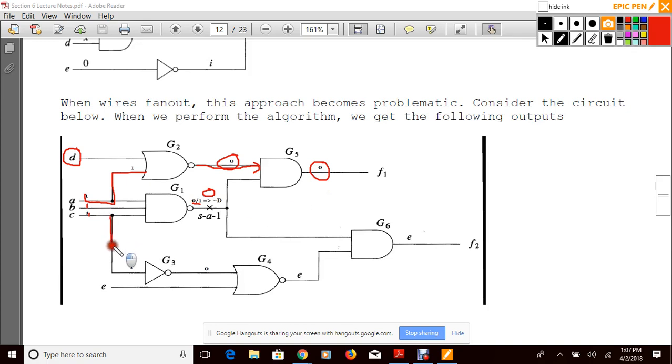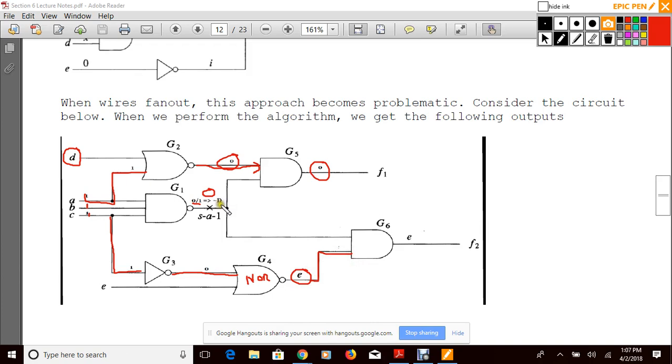Likewise, if I put a 1 here, I'm going to get a 0, so it's going to invert. So I get a 0 on this NOR gate. So that means since 0 is not the controlling value of the NOR gate, it's just going to propagate E, right? And so E is going to come here, right?